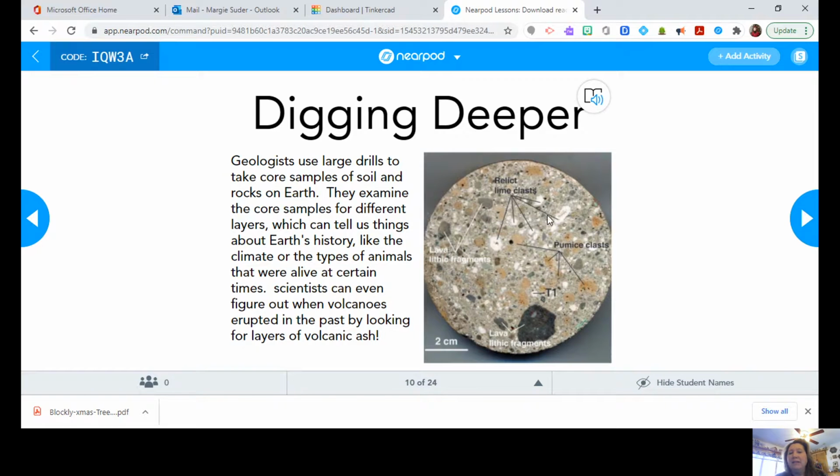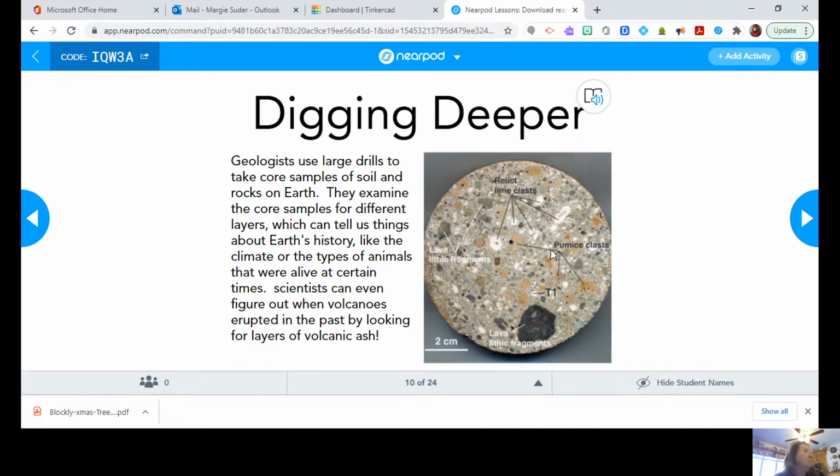Now over here you see lime clasts. These are the white specks. Relic lime clasts come from things like seashells. Seashells have a lot of lime in them. So when you have those right here, you can see that there must have been water here at some point, because the seashells have that lime in them.